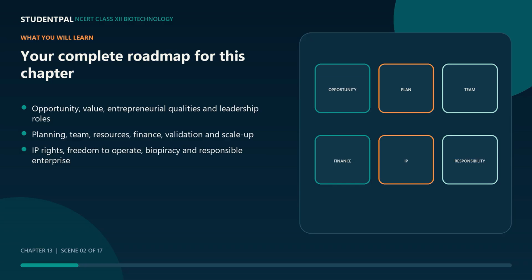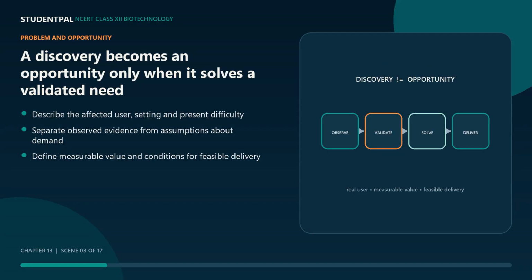Finally, we examine patents, copyright, trademarks, designs, confidential know-how, freedom to operate, biopiracy, informed permission, provenance, and equitable benefit sharing. Entrepreneurship recognizes an opportunity, organizes resources, creates value, and accepts managed uncertainty.